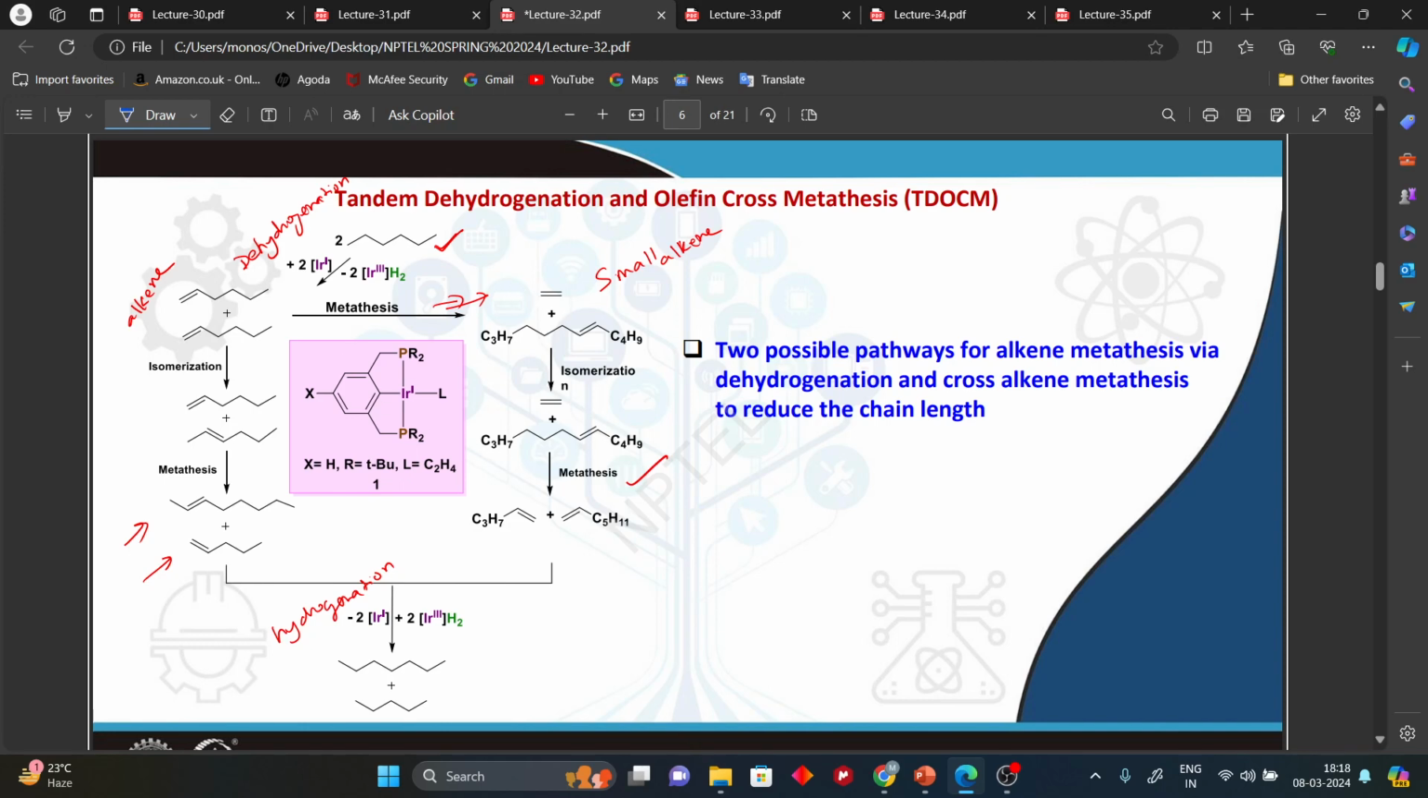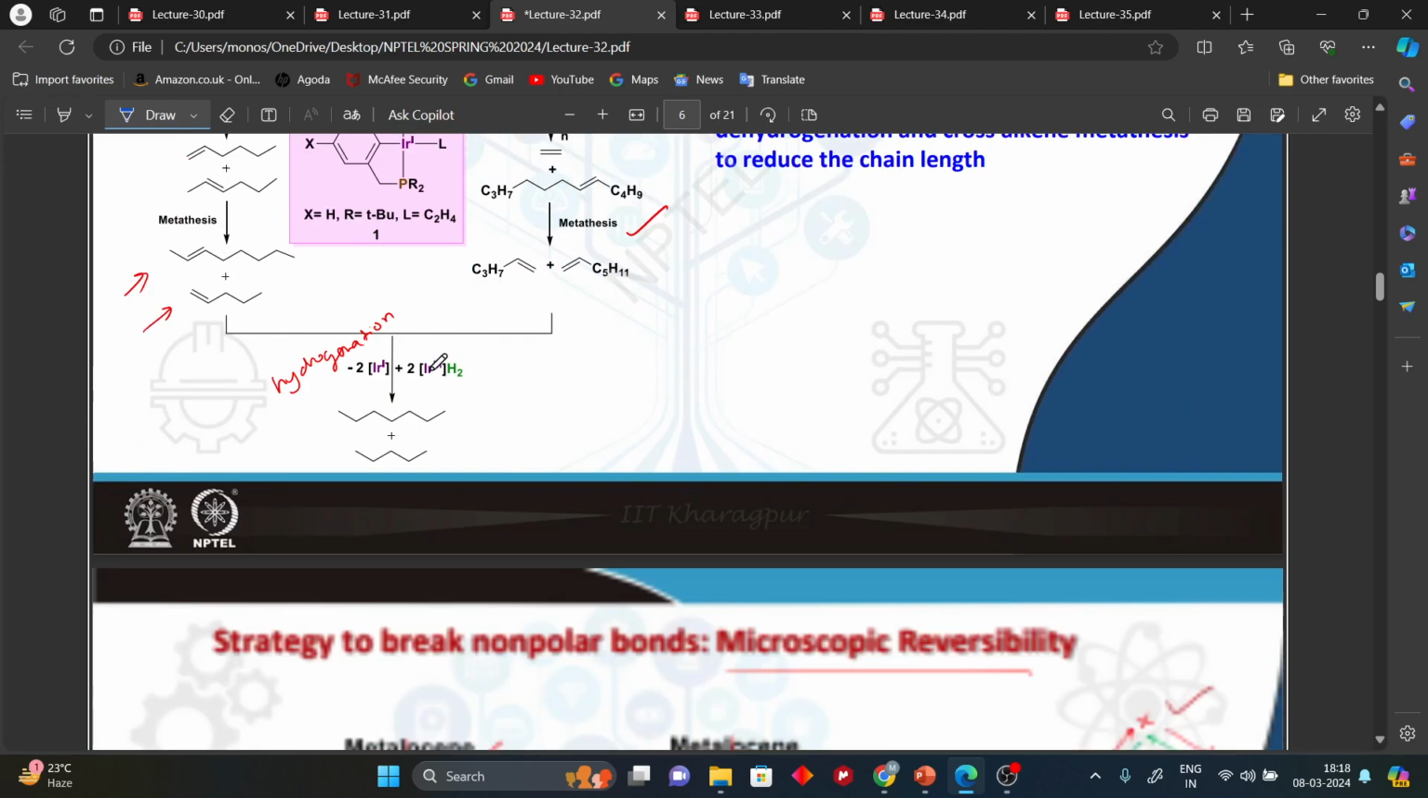Again, the same thing. This is one particular example they have shown. So with this hexane and this polymer unit, this thing happens. Here that long chain is present. Then isomerization and metathesis happen the same way that we have seen here.